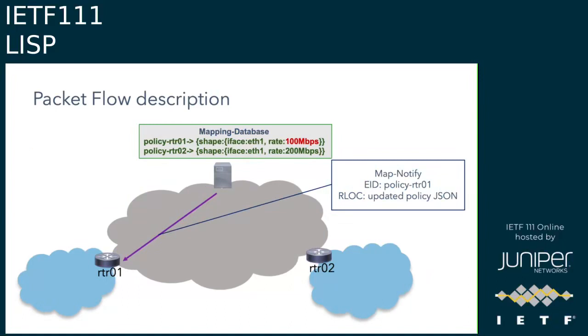And PubSub is a perfect match because with the subscription system, any change in the policy registration on the mapping system would just be published, right, through an additional map notify with the updated JSON to the router that has subscribed to this policy. In this particular example, the rate in these simple policies changed, and the mapping system just publishes this, sends the map notify to the XTR. Next slide, please.